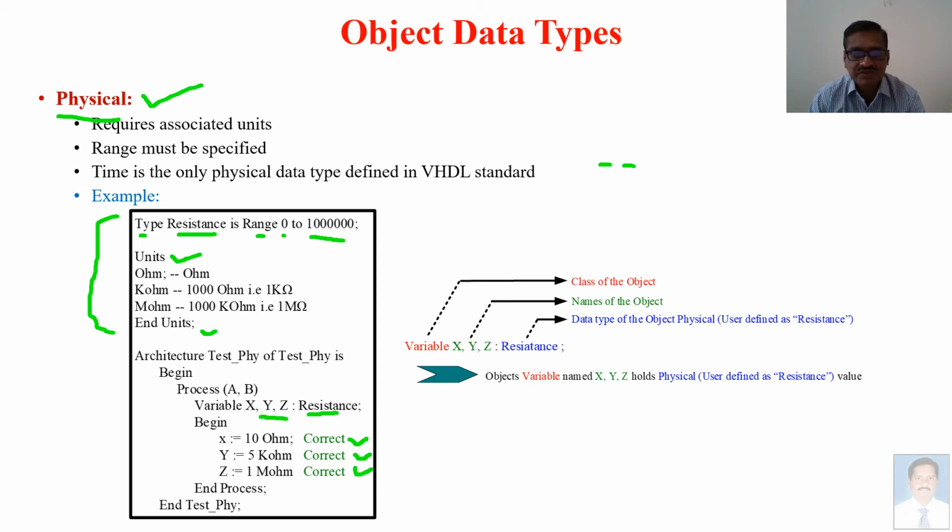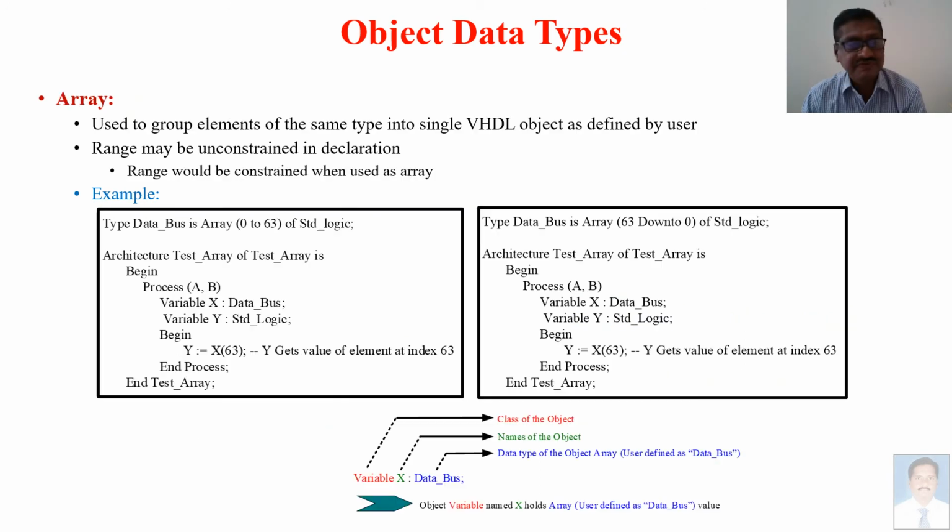Means in this case, the object variables named x, y, z, these three variables, hold a resistance value, or a user defined resistance value. Means we have defined this parameter. This resistance is one of the data types defined by the user, and this comes under the physical category.